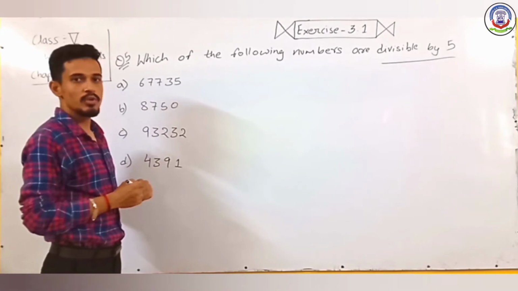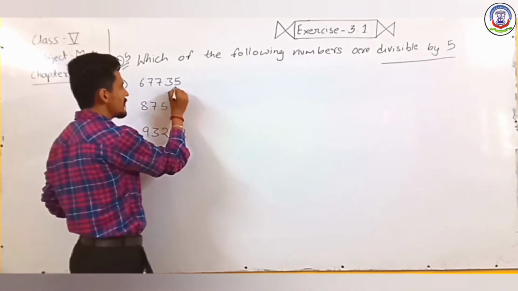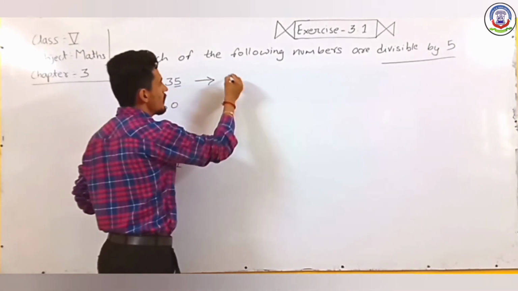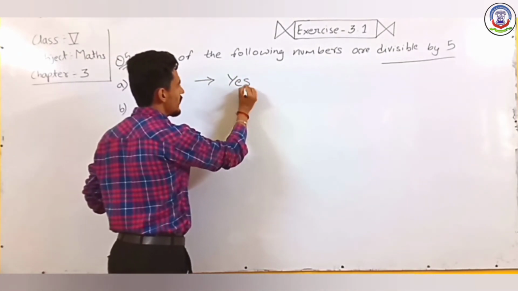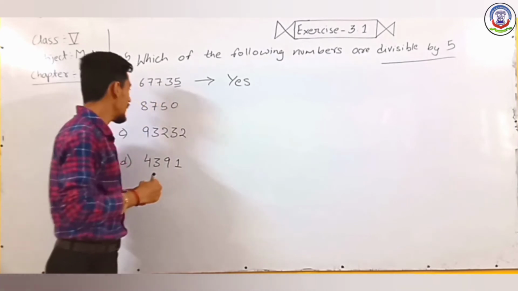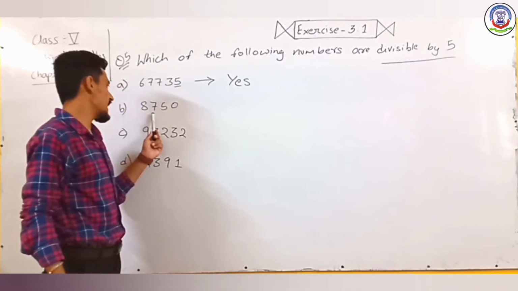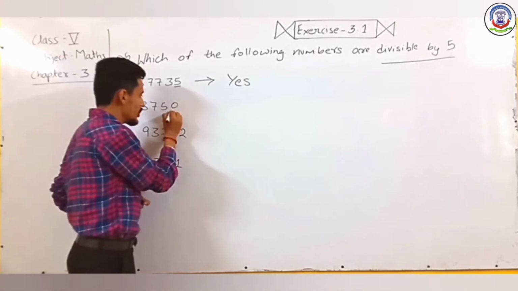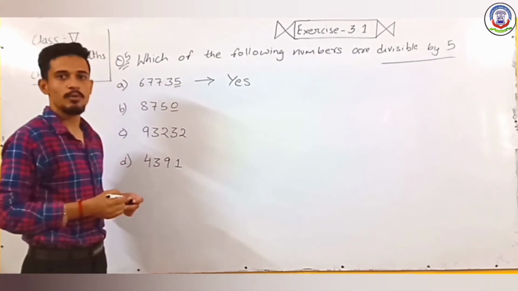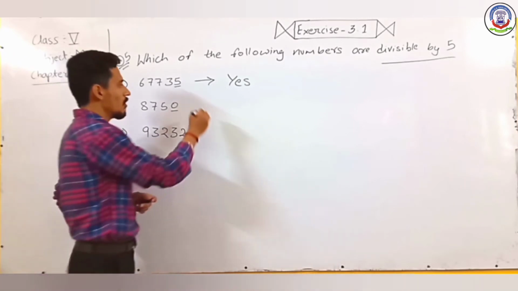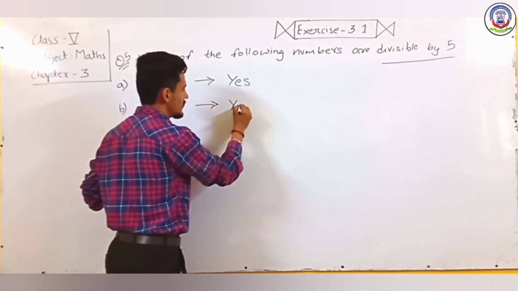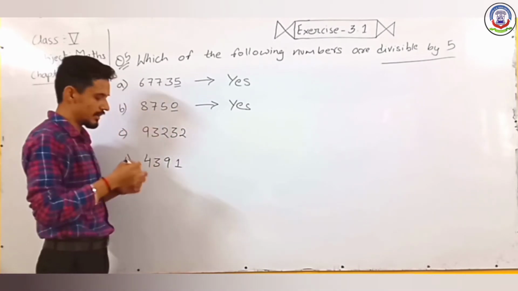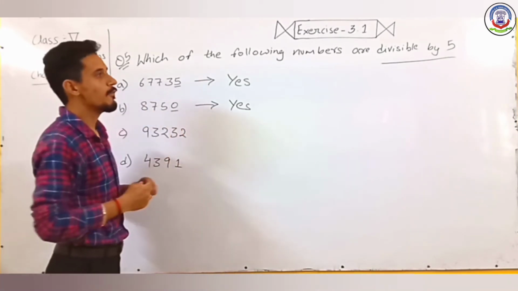67,735. So we check ones place. At ones place we have 5. So it comes in 5's table. So we write here yes. Next we have 8,750. So at ones place we have 0 and it fulfills the divisibility rule. So yes, this number, that is 8,750, is divisible by 5.